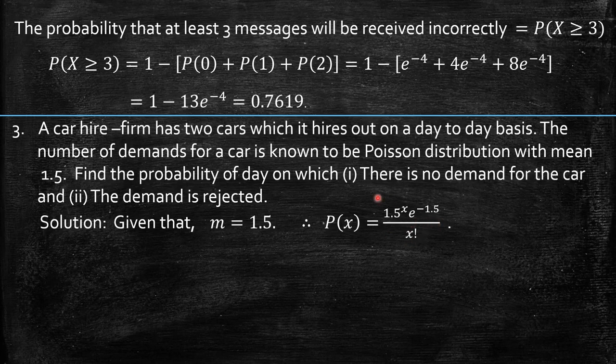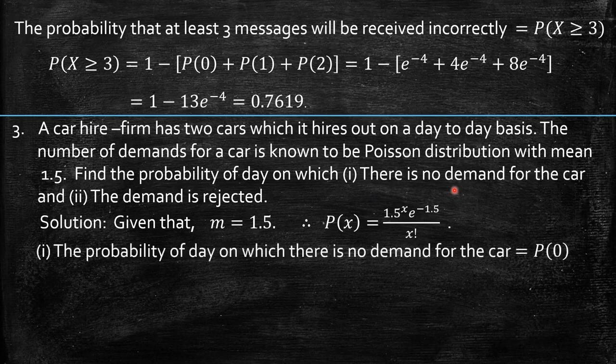So let me now take no demand. No demand means 0. So probability of x equal to 0. So the probability of a day on which there is no demand for the car is P of 0. So which gives 1.5 power 0, that is 1 by 0 factorial, 1, 1 into e power minus 1.5, which is nothing but 0.2231.